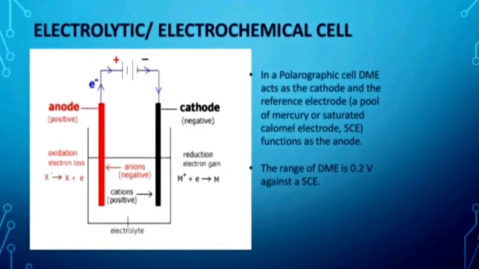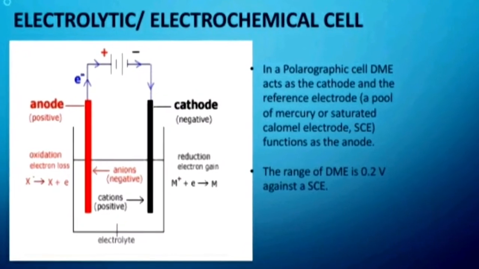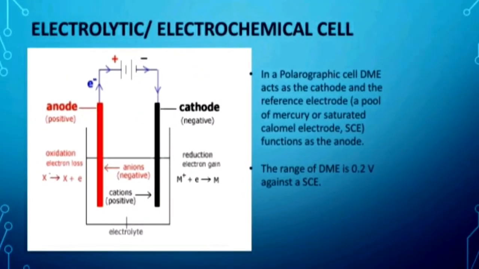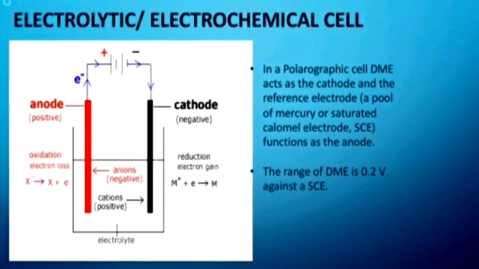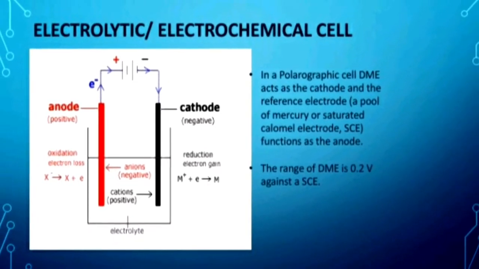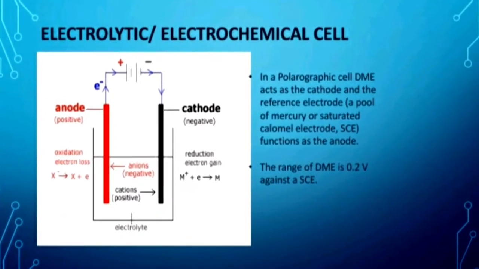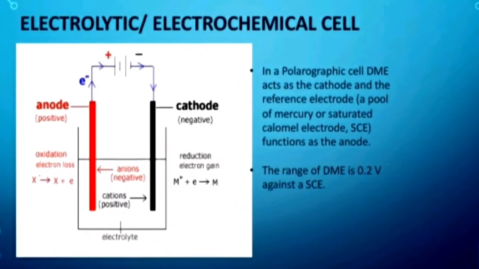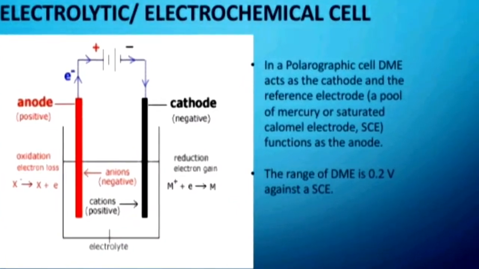In this slide, I have given some basic information about the electrolytic cell. An electrolytic cell generally constitutes a cathode, that is a negatively charged electrode where reduction happens, an anode, which is a positively charged electrode where oxidation happens, and an electrolyte, which contains the electroactive species.